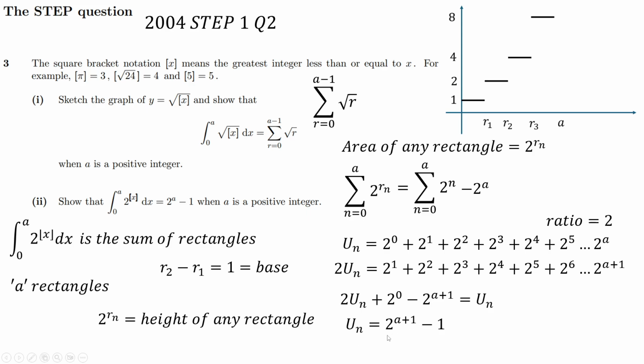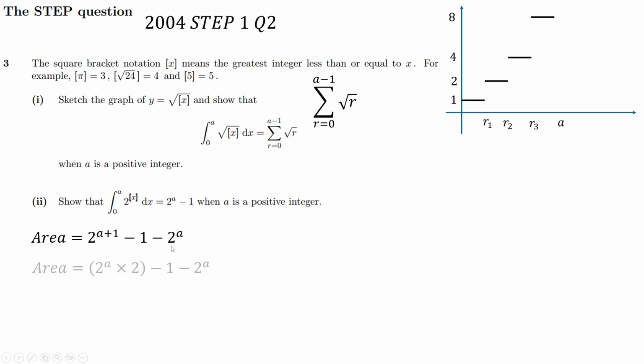Sorry, u lowercase n is this. Subtract u_n from both sides. This becomes 1, and then this becomes 2 to the A plus 1 when you bring it to that side, and then minus 1. So you'll get this. And you look at this and realize, okay, this is not the exact same as this. So what's the problem? Well, it's because we had this minus 2 to the power of A, because this entire sequence was just this part here. So subtract 2 to the A to get the area. I've just grouped these two together. So this is 2 to the power of A multiplied by 2, and this is just obviously 2 to the power of A. And then I factorized out 2 to the power of A to get this.